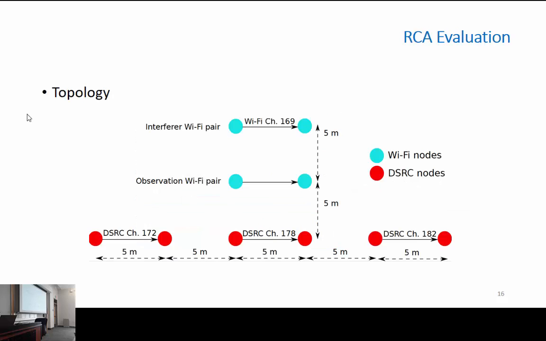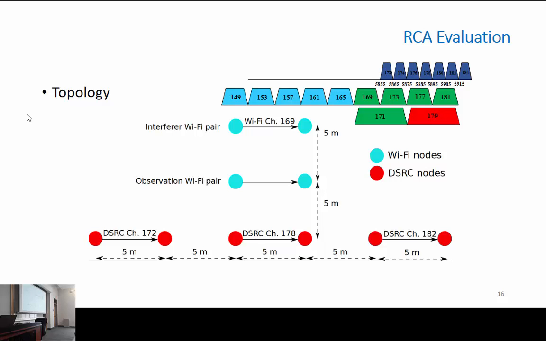So we evaluated this in our testbed, where we had a bunch of DSRC devices and an interferer Wi-Fi pair that were operating in close vicinity of a Wi-Fi device which had the algorithm running on it.